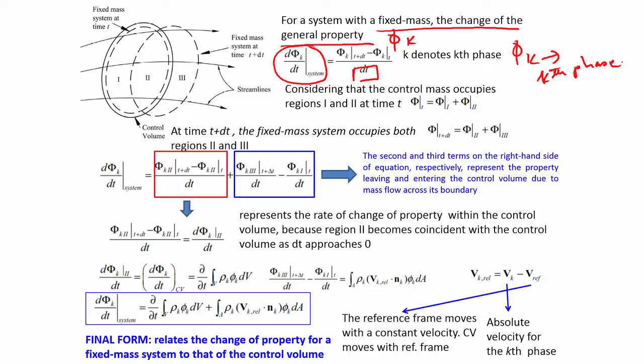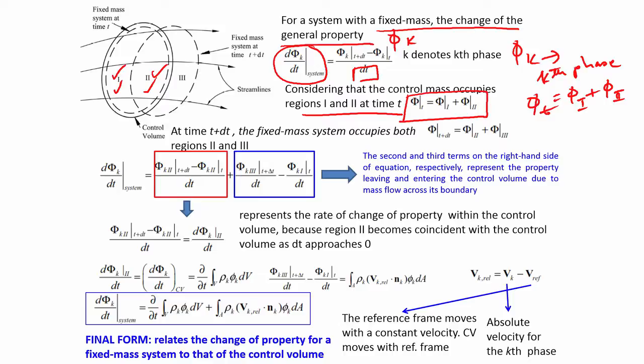So, considering the control mass occupies region 1 and region 2 at a time t, right. At time t, there is a region 1, there is a region 2, right. So, in region 1 and 2, phi at t is basically nothing but phi 1 plus phi 2, is not that so? It is the sum total of this plus this.